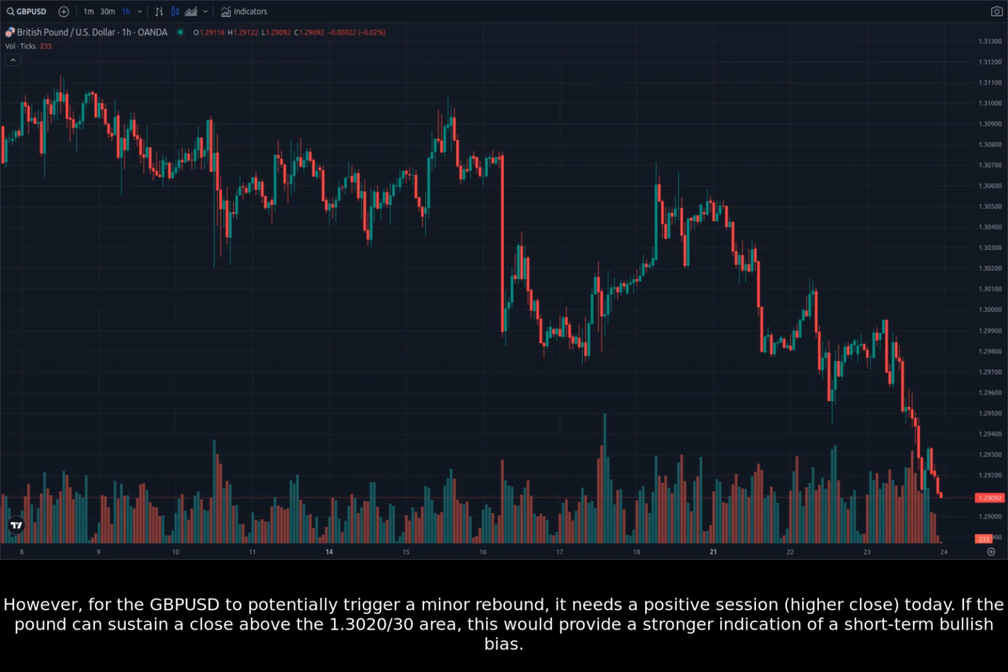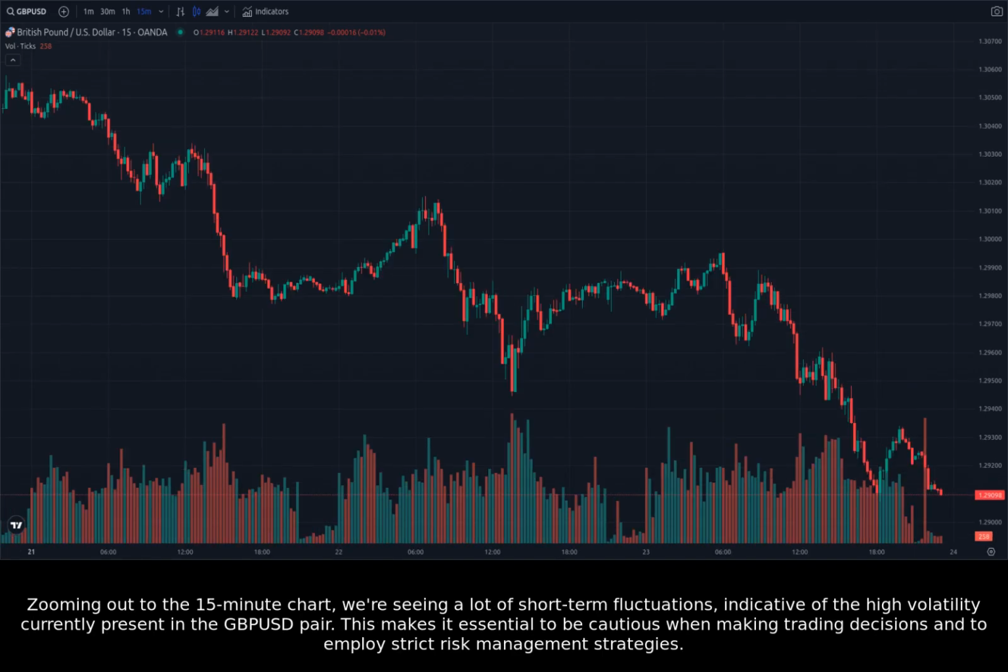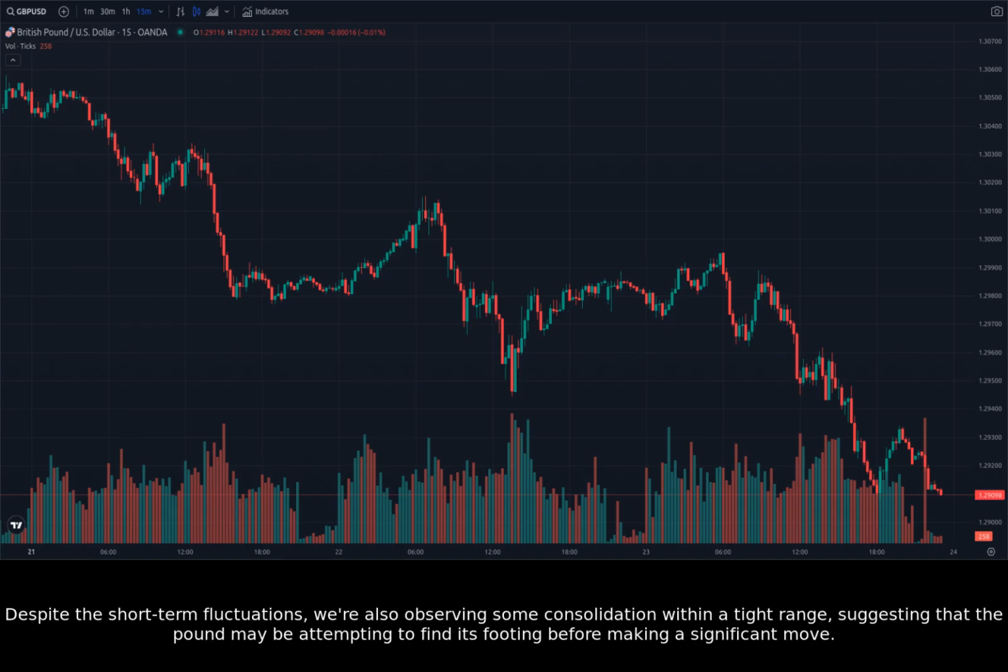Zooming out to the 15-minute chart, we're seeing a lot of short-term fluctuations, indicative of the high volatility currently present in the GBPUSD pair. This makes it essential to be cautious when making trading decisions and to employ strict risk management strategies. Despite the short-term fluctuations, we're also observing some consolidation within a tight range, suggesting that the pound may be attempting to find its footing before making a significant move.